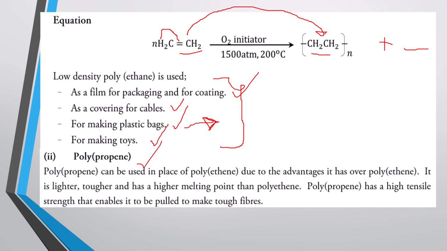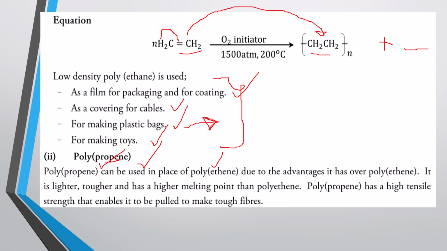So polypropene is attained by repeated joining of the monomers of propene, and this is a high tensile strength material, and therefore it can be used in making tough materials such as tough fibers and ropes. So you're going to say that polypropene can be used in place of polyethylene. Therefore, that means that the advantages or the uses of polyethylene can be the same as the uses of polypropene, and this is what makes applied organic chemistry easy.